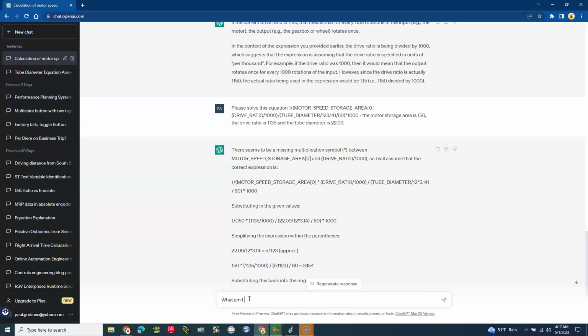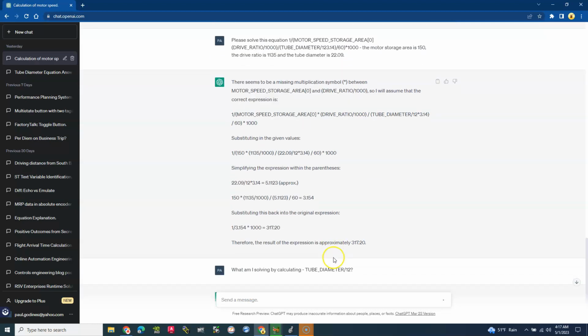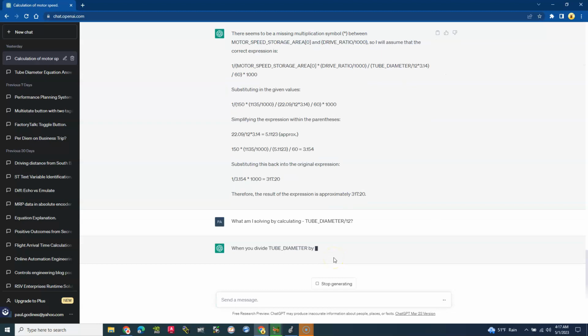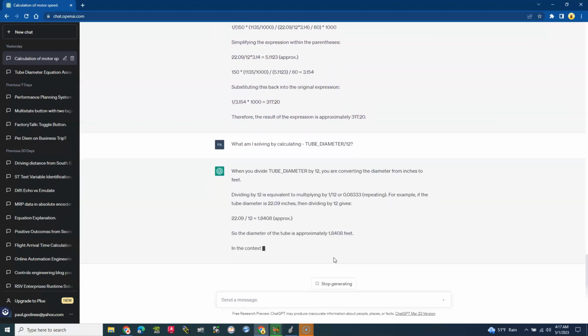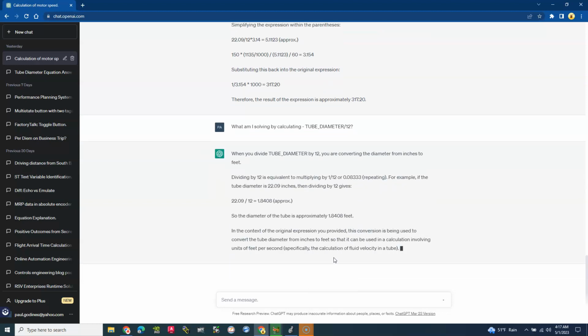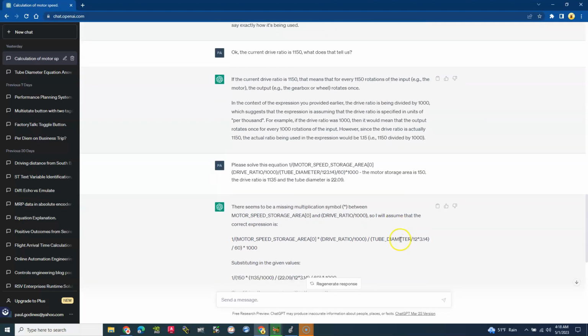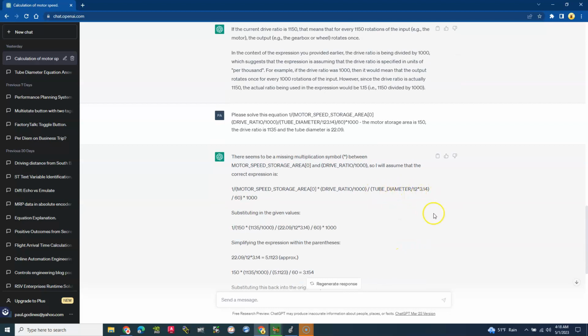What am I solving by calculating? Okay, so it's going to tell us what we're trying to do. Why would somebody put that in an expression? When you divide the tube diameter by 12, you're converting the diameter from inches to feet. Now we know exactly what we're trying to solve with that part of the expression.